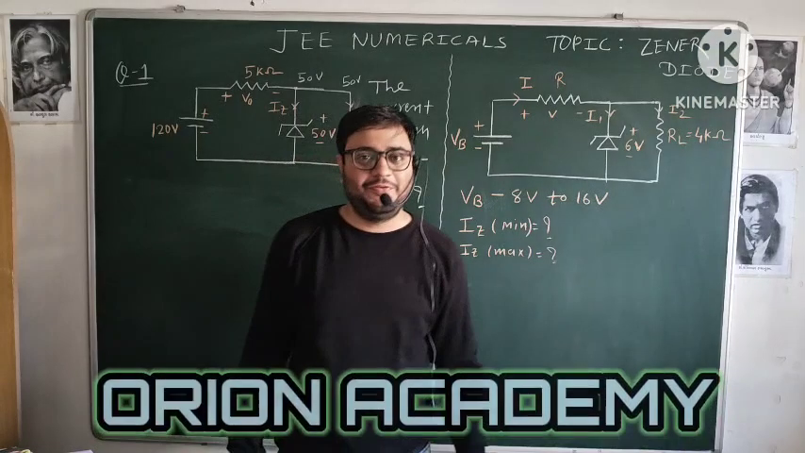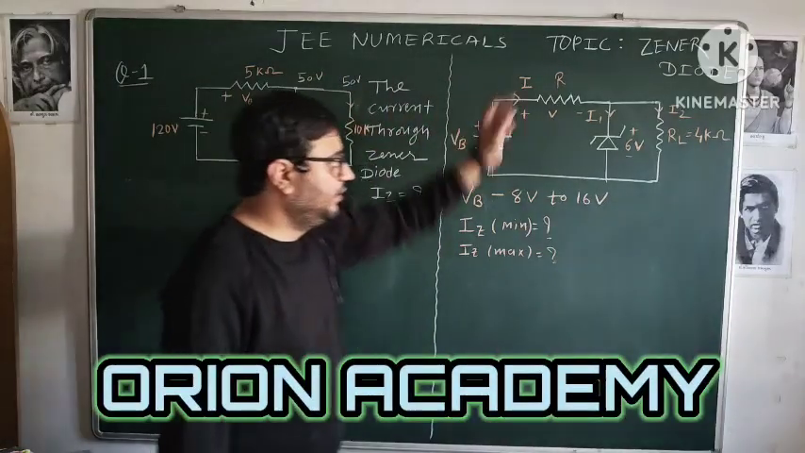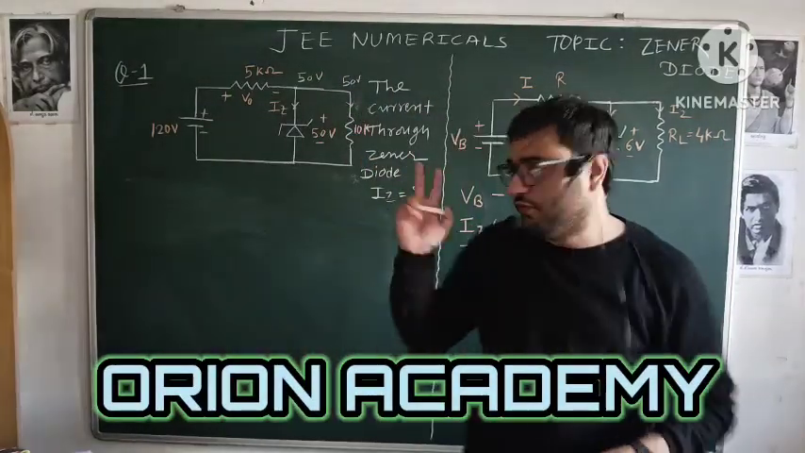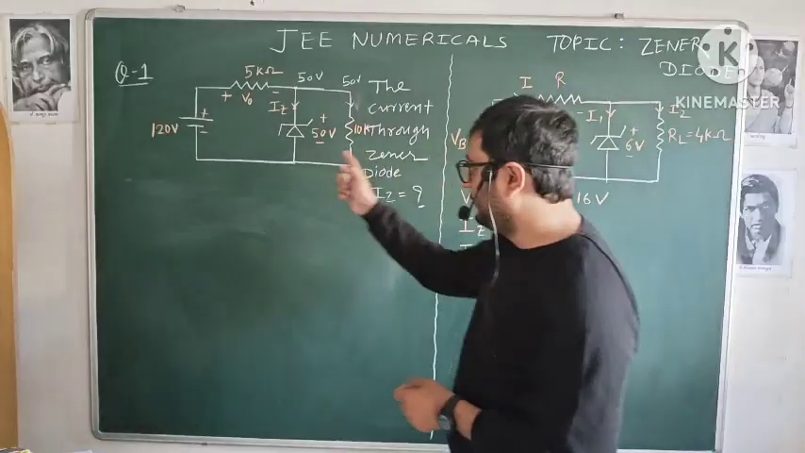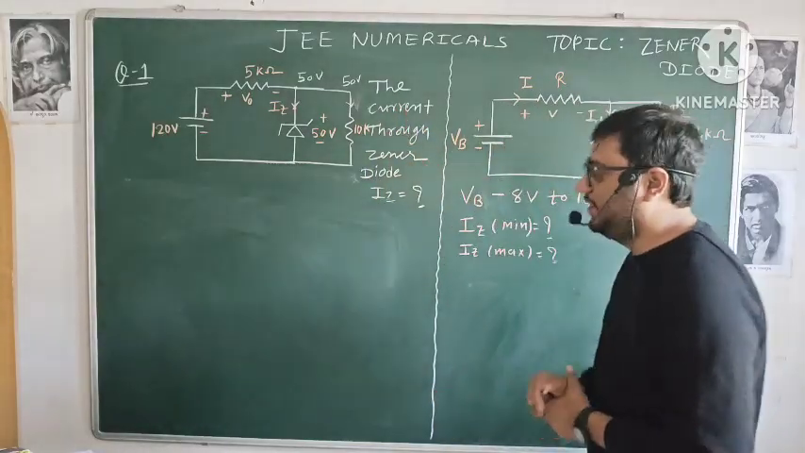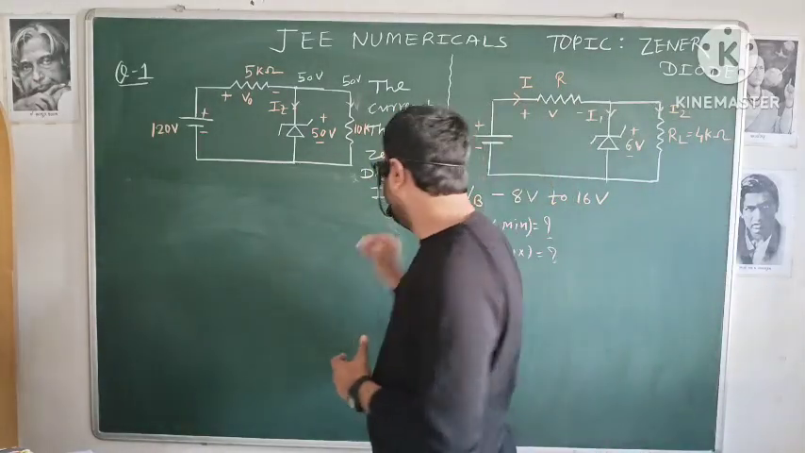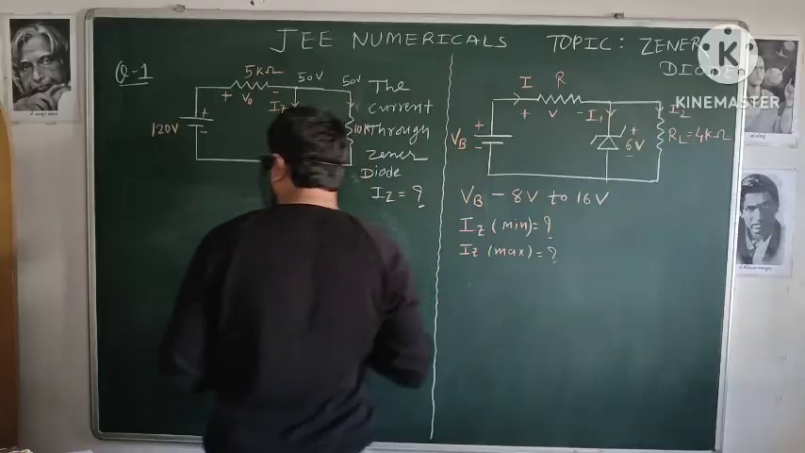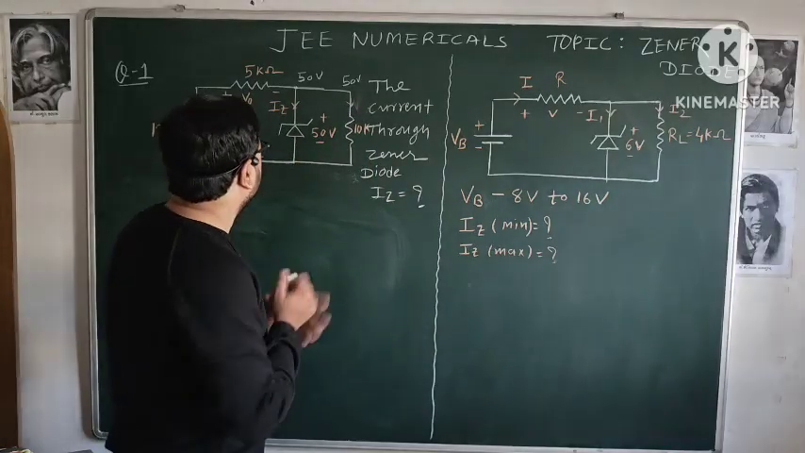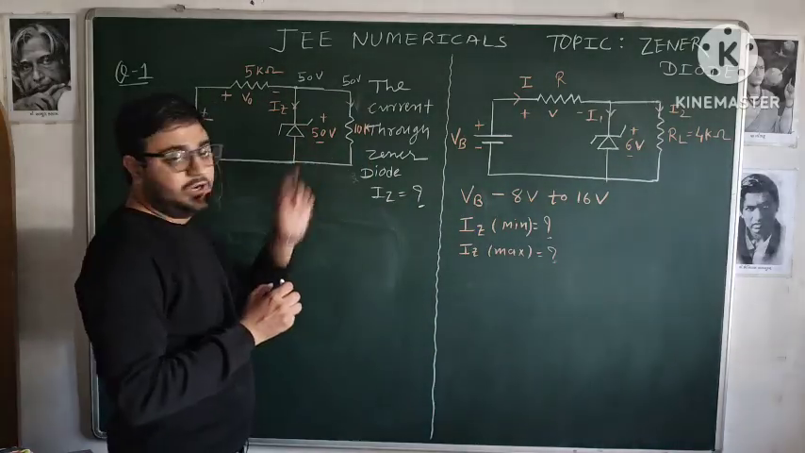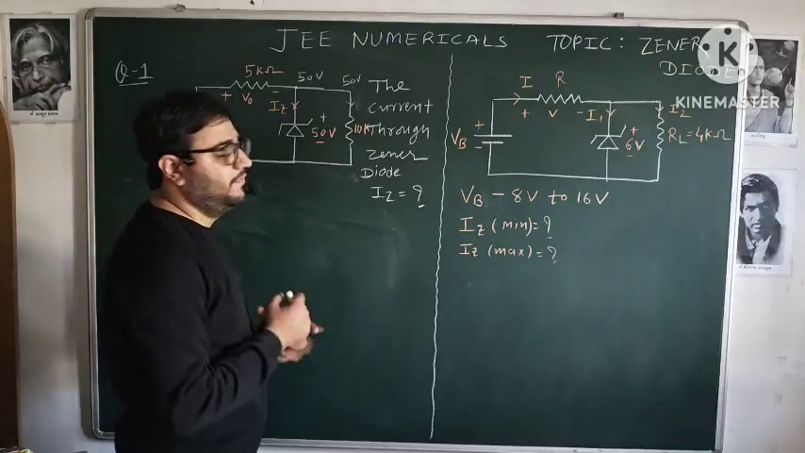Hello students, today we are going to start the JEE numerical Zener Diode topic. Here I have drawn two circuits. We have to find out, in the first circuit, the current through the Zener Diode, that is IZ. First of all, in this circuit we have one resistor, one load resistance, one diode and one battery.